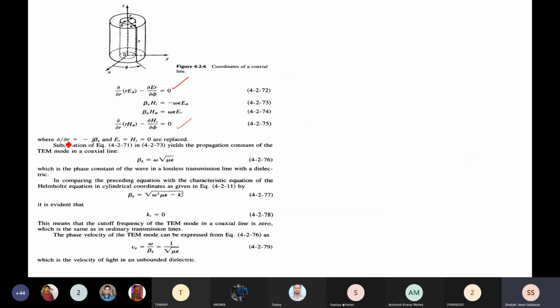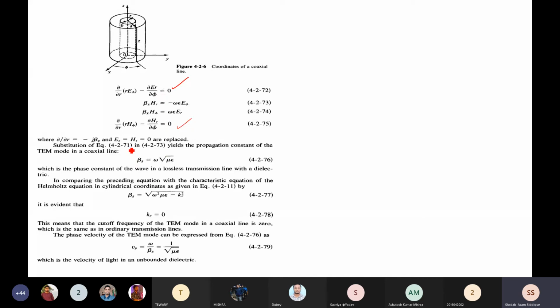By taking del upon del z equal to minus j beta g, and Ez and Hz equal to 0, that is replaced here. So you will be able to find the six wave equations. Four equations will be in terms of Er, E phi, Hr, H phi, and the other two equations will be 0.